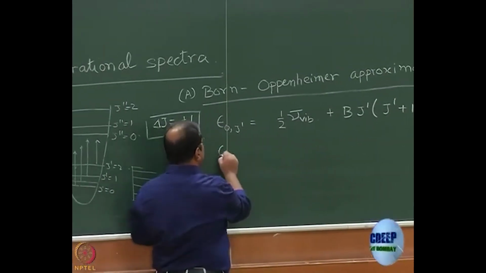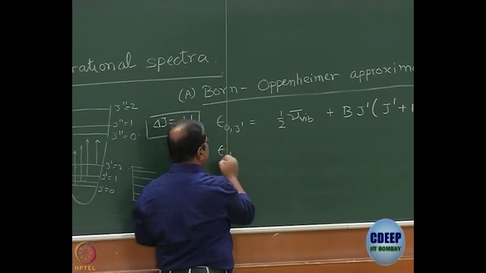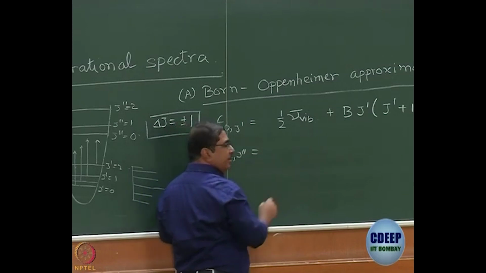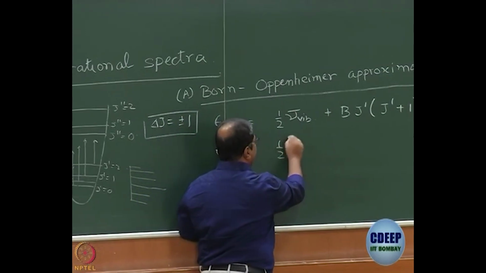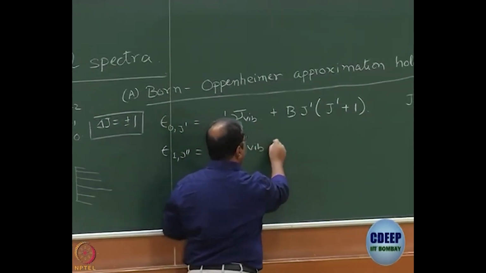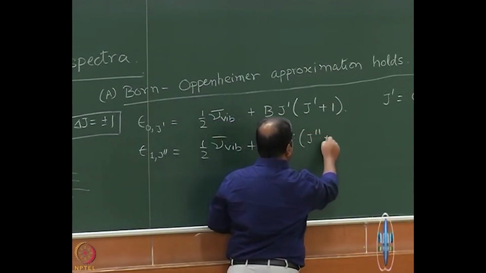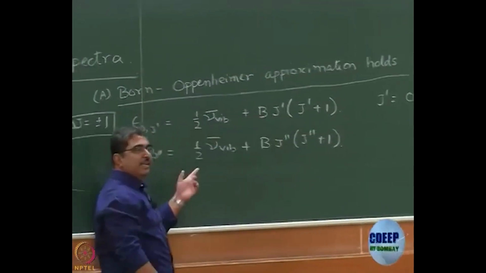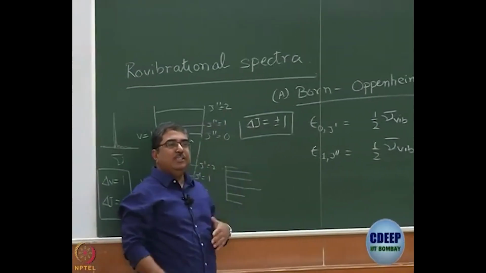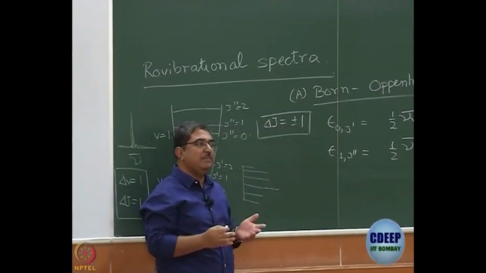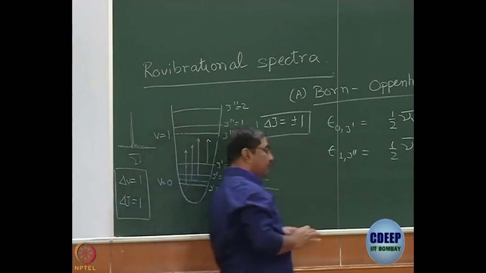Then what is epsilon 1 J double dash? That would be half nu bar Vib plus B J double dash into J double dash plus 1. But then I know already that delta J equal to plus 1. So, J double dash can be replaced by J dash plus 1, isn't it? So, yes.